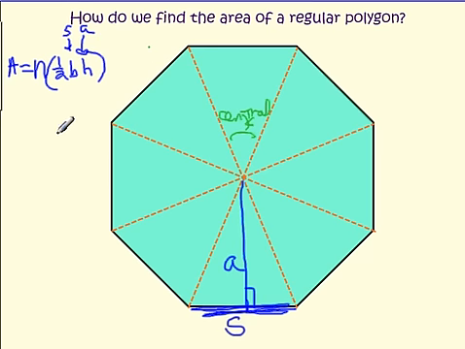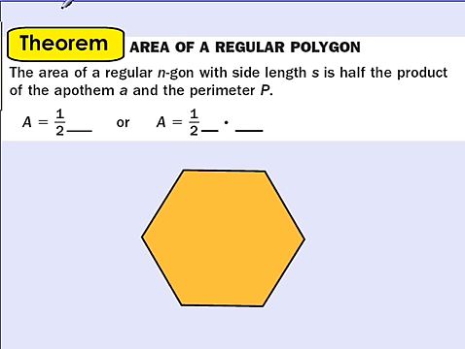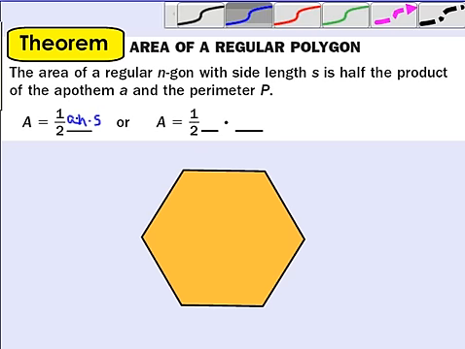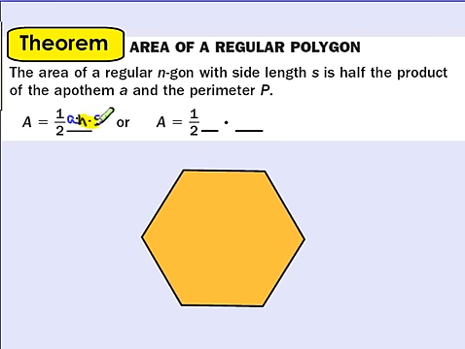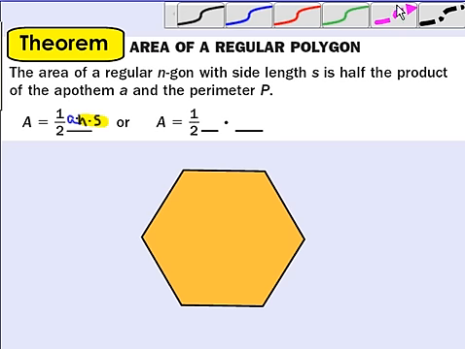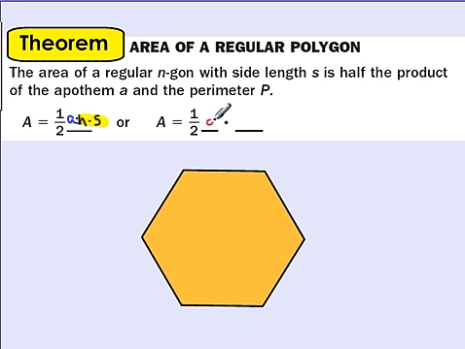And this formula is the formula that you'll be using to find the area of regular polygons, which brings us to our next theorem. That the area of a regular polygon with side lengths s is half the product of the apothem a and the perimeter p. So we can say that it is 1/2 a times n times s. Or if you notice that the number of sides times the side length is just the same thing as the perimeter of the polygon, you can say this is 1/2 a times p.